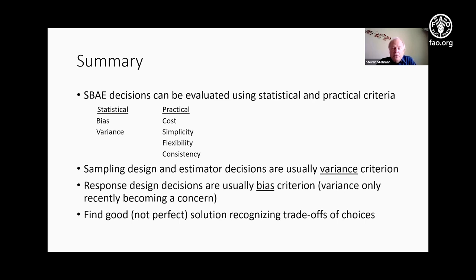As we proceed to the discussion and the challenging issues that are going to come up there, it's helpful to keep in mind that we have certain criteria, and these criteria associate with specific components of the sampling design and response design. Typically, sampling design and estimator issues will focus on the variance criterion, and the response design questions and issues will focus on the bias criterion. So we're trying to find good but not perfect solutions to these problems, realizing that there are always trade-offs in the choices we make, specifically in terms of these criteria. I hope that helps as a lead-in into the discussion, and I'm sure there will be a lot of interesting questions.